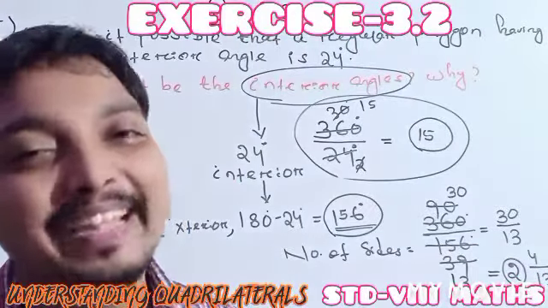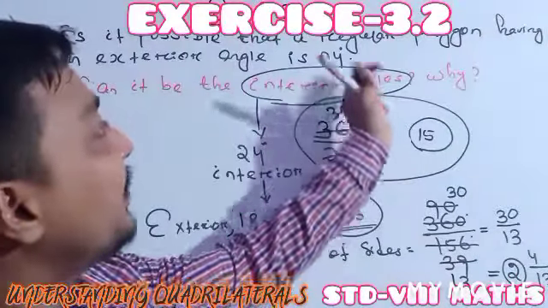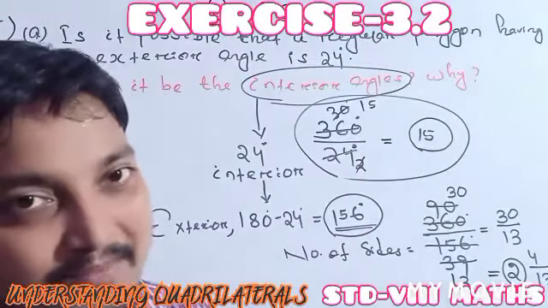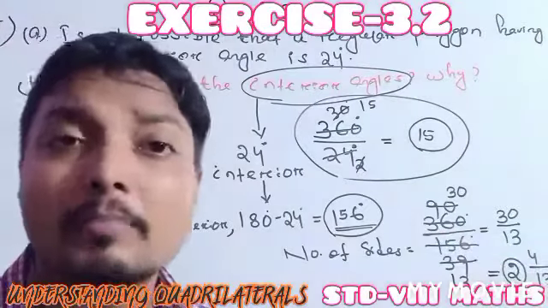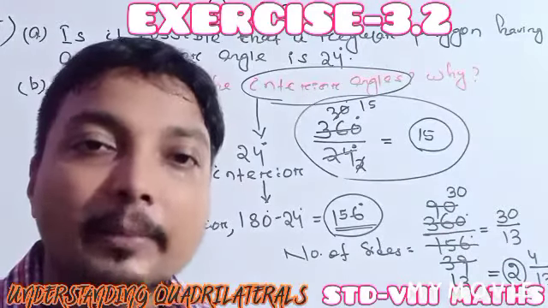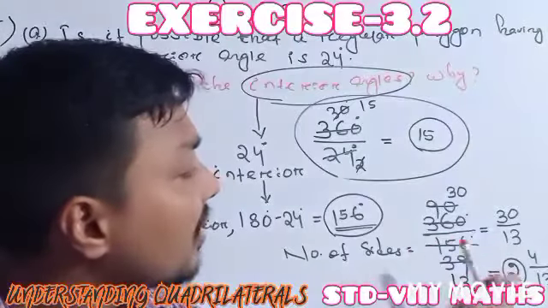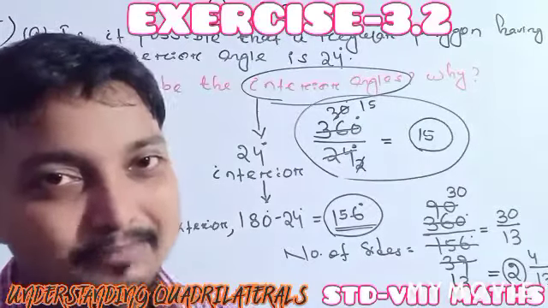Which is quite impossible. So for an interior angle of 24 degrees, it is impossible. Understood why it is impossible? Because the number of sides should be a whole number. The number of sides may be 10, 20, 30, 40, 50, 60, 100, just like this. Is it possible that we will get the number of sides as 2 whole 4 by 13? Which is quite impossible. Okay.